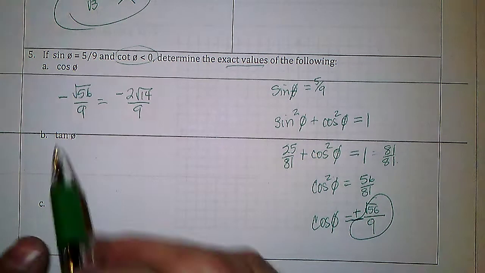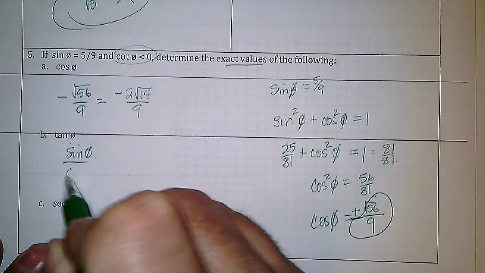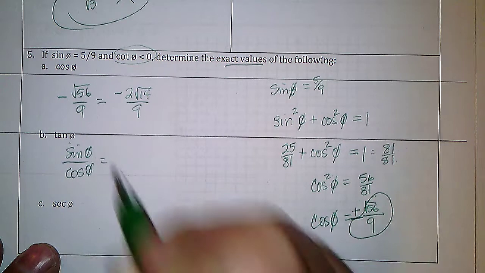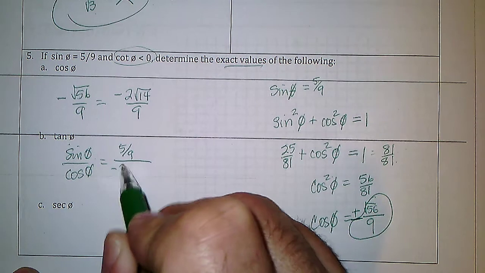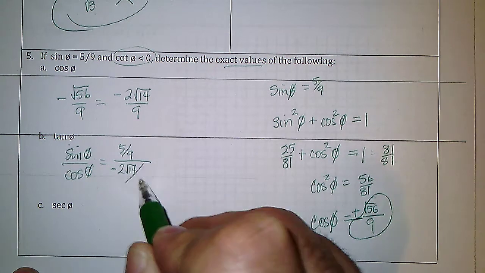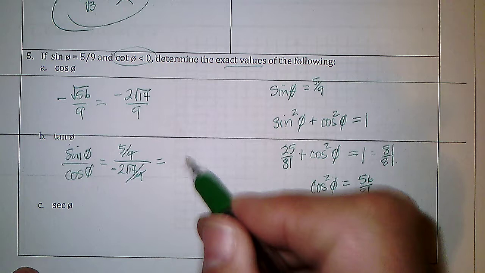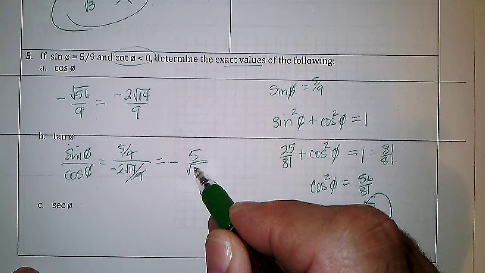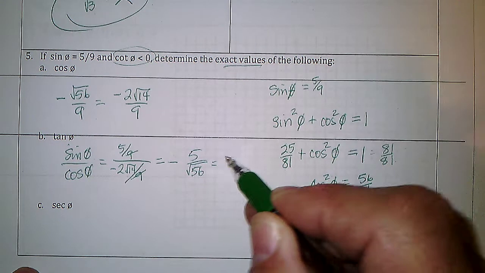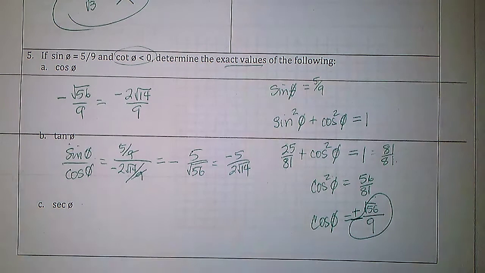The tangent is the sine over the cosine. So it'd be 5/9 over minus 2 square root of 14 over 9. The 9's cancel. And so we have a minus 5 over square root of 56. Or if you wish, minus 5 over 2 square roots of 14. And you can multiply by square root of 14 numerator and denominator if you wanted to rationalize. But that's good enough.